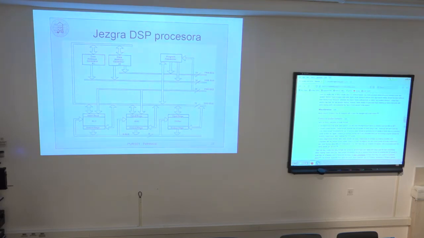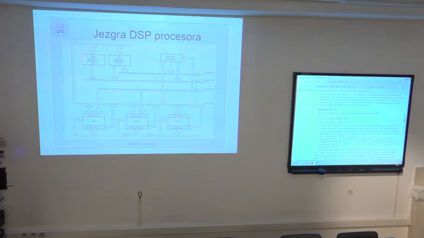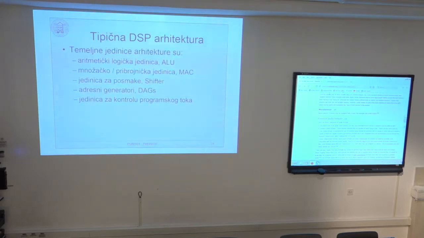So going into detail, this second block scheme shows only the most interesting parts of the architecture: data address generators, ALU, MAC, and shifter, as well as the program sequencer that generates the instruction address. Okay, now we'll go into detail on each of these 3 units: ALU, MAC, and shifter, as well as the data address generators. At the end, we will also say a few words about program control.